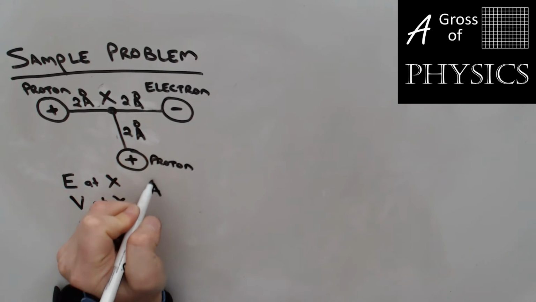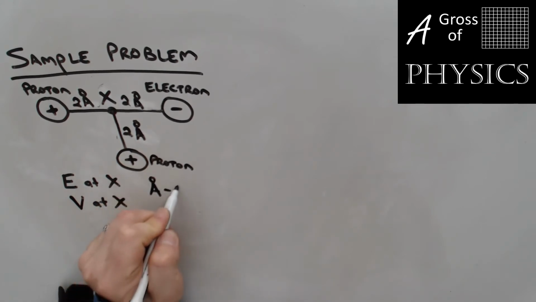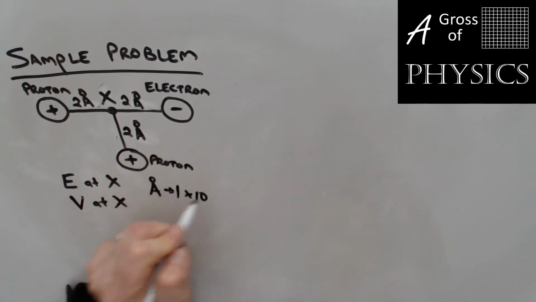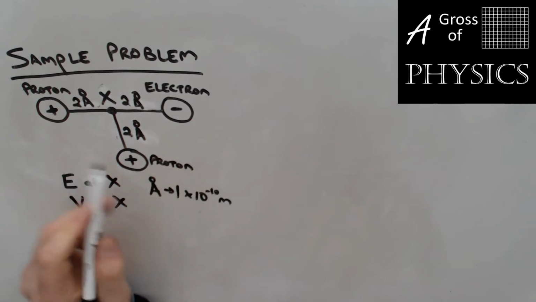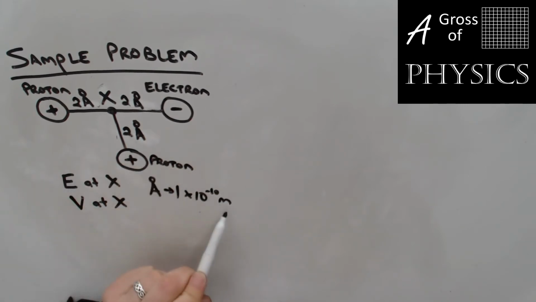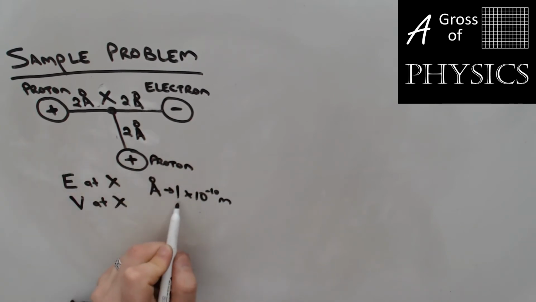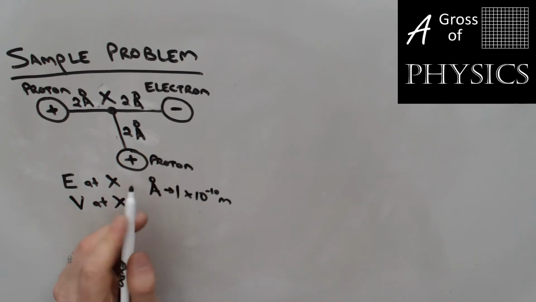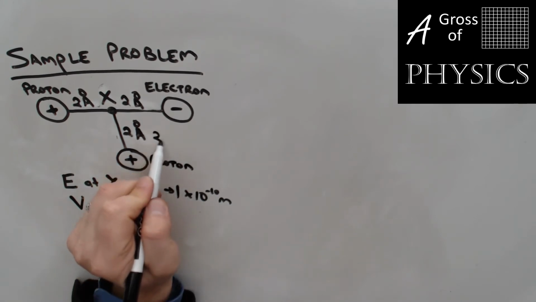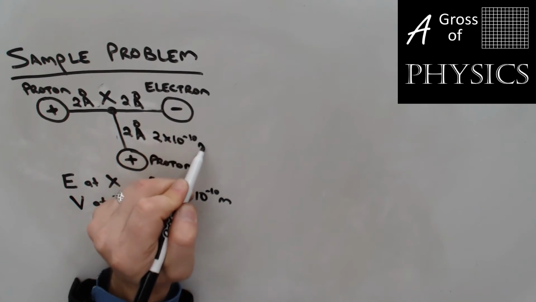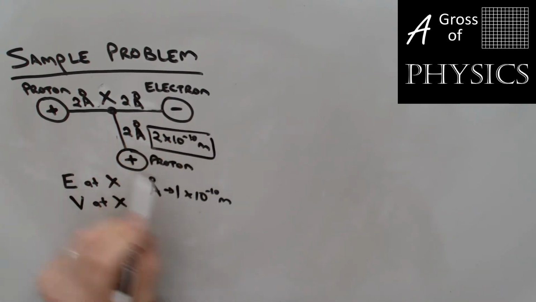Now let me tell you what an angstrom is. An angstrom is 1 times 10 to the negative 10 meters. So the angstrom is not only a prefix, it's also a unit. So it represents 1 times 10 to the negative 10. So this would be 2 times 10 to the negative 10 meters. And all 3 of them have the same value, so I'll just leave it at that.